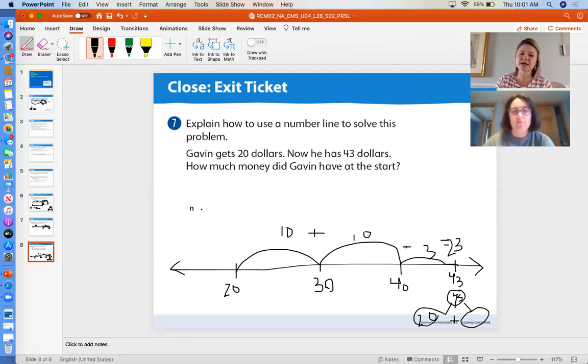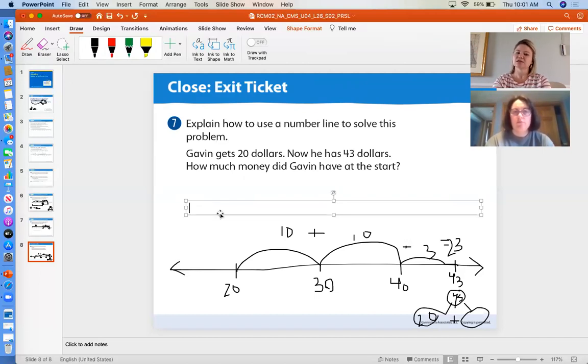Okay. So now, if I wanted to use words to explain what I did, to tell us how much money he had at the start, well, he had $23 at the start, right? I would say this. I would say, start hopping at 20 to show the $20 that Gavin already has.